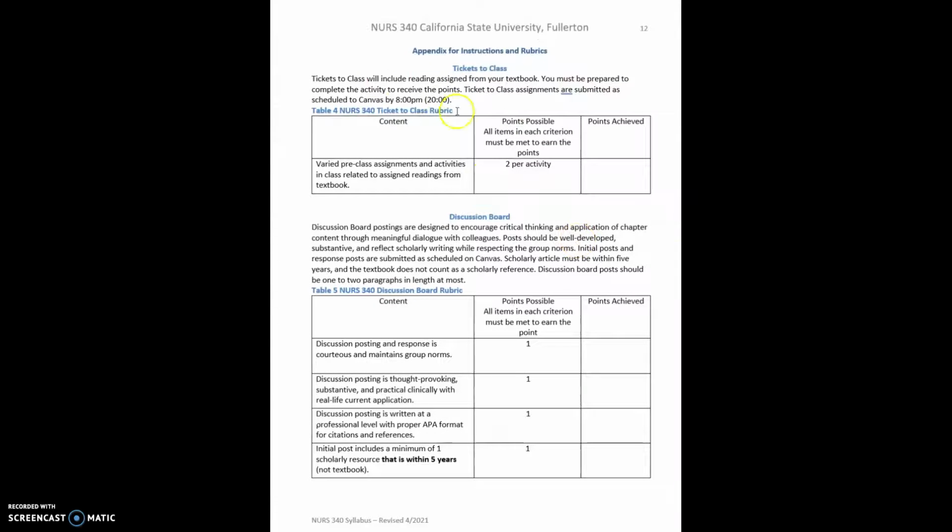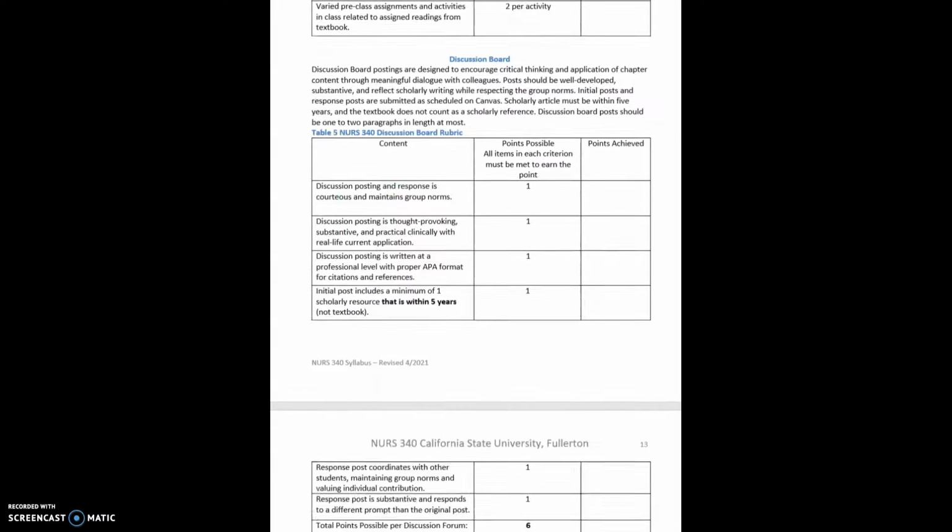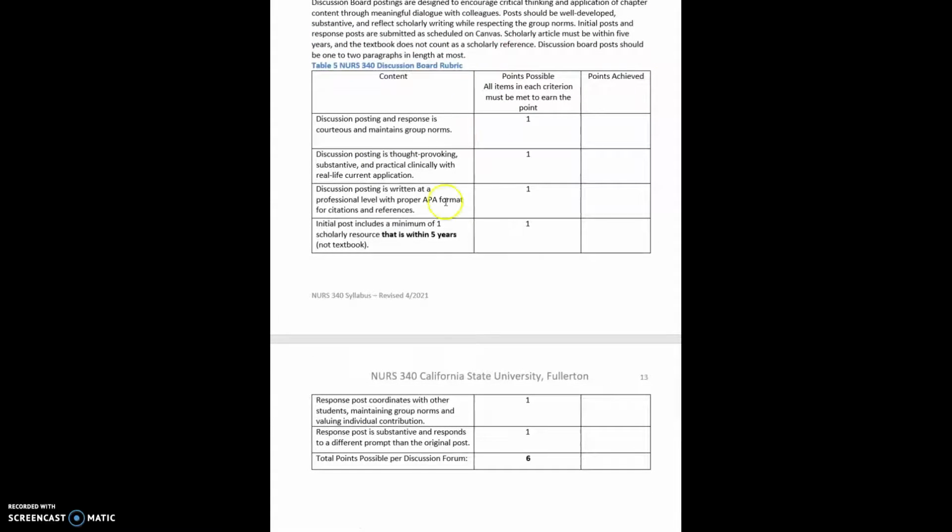Here are my rubrics, the tickets to class. It's 2 points for each ticket to class. There's 4 total. There are little pieces of the ticket to class, and you'll see the feedback on the ticket to class so that you can actually use that to study. This is the discussion board. Remember that you're going to have a minimum of 1 scholarly resource within 5 years, so you'll have a citation with your reference. You're going to make sure you have a lovely post, but look at the rubric before you post so that you're hitting all those little pieces.